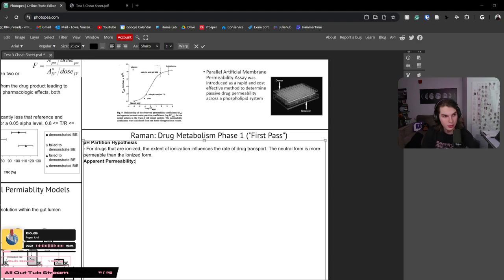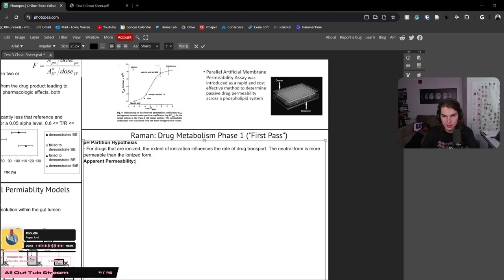Okay, so I need to read that, but we can print it off. So there are three reading assignments, chat. Historical perspective. What happens to oral medications when they enter the body? The secret of the microbiota.